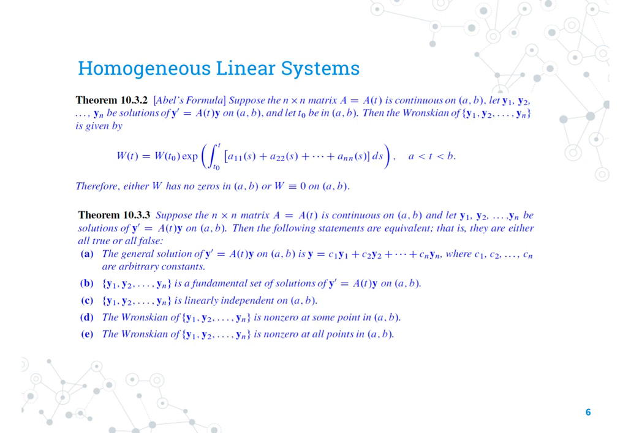A says the general solution of y prime equals A(t)y on (a, b) is y equals c1y1 plus c2y2 all the way out to cnyn, where c1 through cn are arbitrary constants. B says the set y1 to yn is a fundamental set of solutions of the system on the given interval. C says the set y1 to yn is linearly independent on the interval.